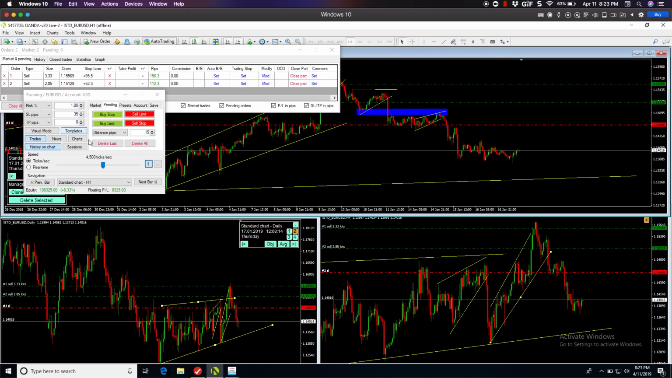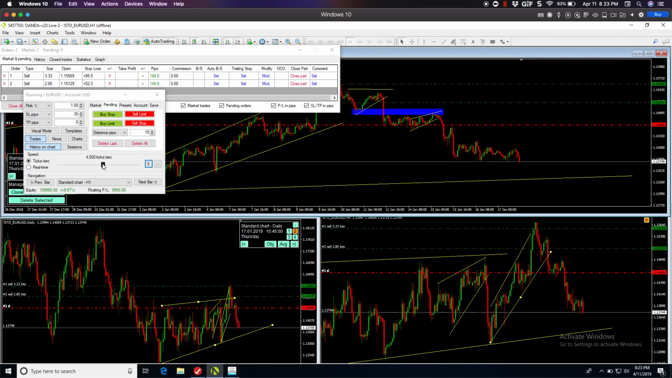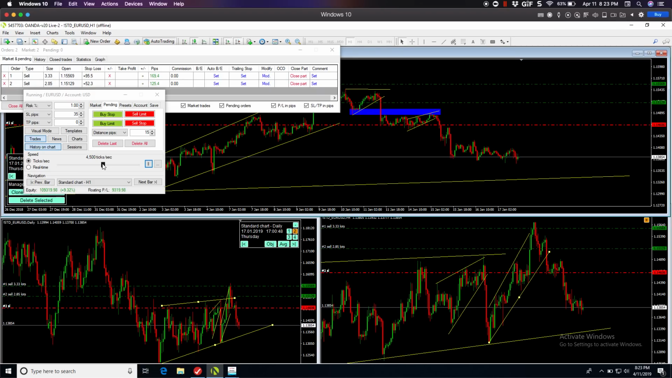So we're at 17th, just blasting through this. This is what I like. We can do 4,500 ticks a second, really just blast through price action and just get comfortable with this.